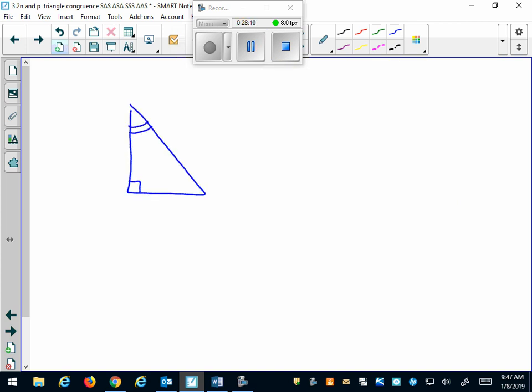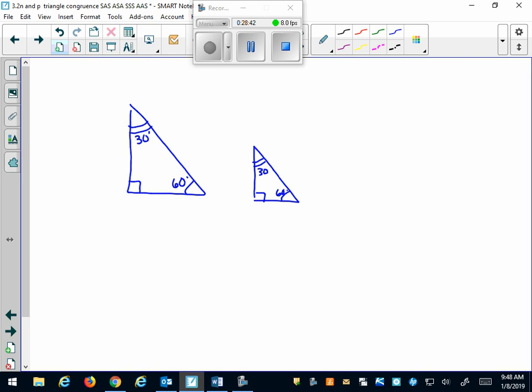(90, 30, 60), could I make another triangle with those same angle measures that's a different size? Yes. Remember when we talked about dilations, we said the angles actually stay the same. The sides are getting smaller, but I could have two triangles of different sizes with the same angle measure.